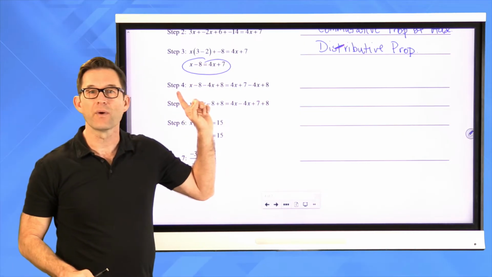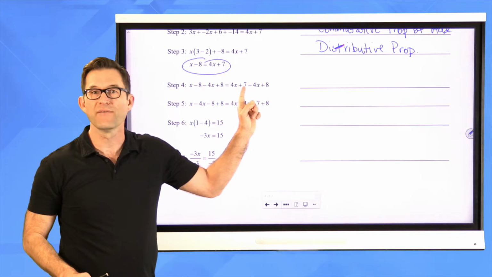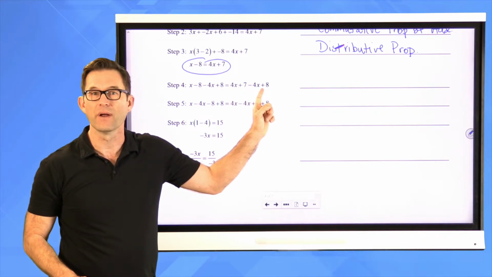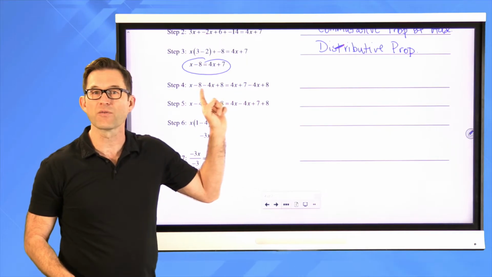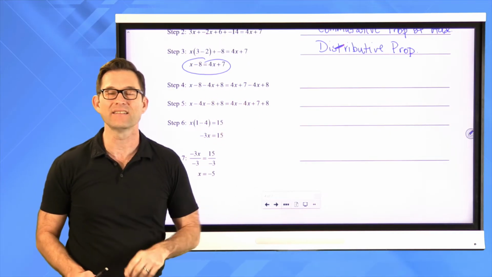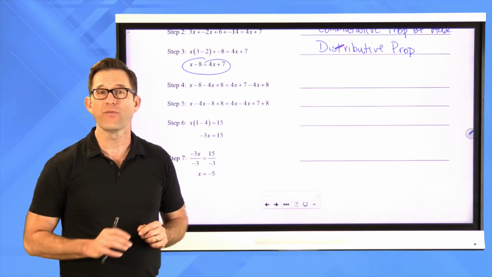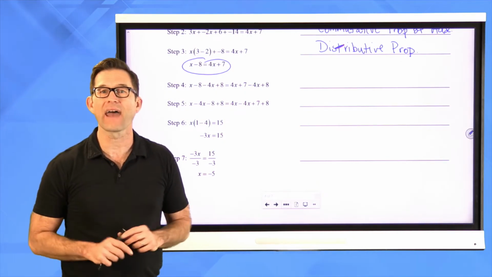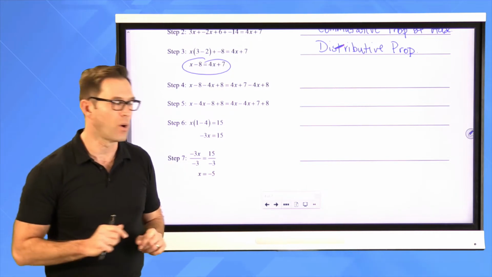The next line has x minus 8 minus 4x plus 8 equals 4x plus 7 minus 4x plus 8, right? So what it appears I've done is subtracted a 4x from both sides and added an 8 to both sides all at the same time. That means I'm using the addition property of equality.